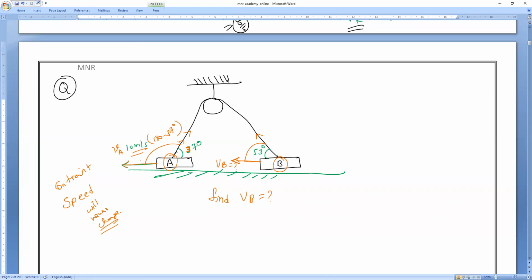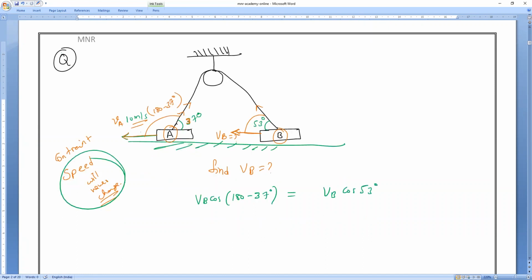53. Yeah. So in the sense of VB cos 53. Am I right or wrong? Because it is a constrained motion, the speed will never change. Understanding? Constrained motion. So VA, sorry, it is not VB, it is VA. So VA cos 180 minus 37. I hope you all understand why I took 180 minus 37.